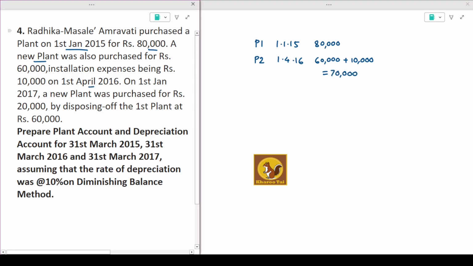And then on 1st Jan 17, a new plant was purchased for rupees 20,000 by disposing of the first plant at 60,000. So on 1st Jan 17, we have two transactions. One, new asset is purchased, plant 3 for 20,000, and this was purchased by disposing of first plant at 60,000. Sale of first plant on same date, 1st Jan 2017, the amount is 60,000.